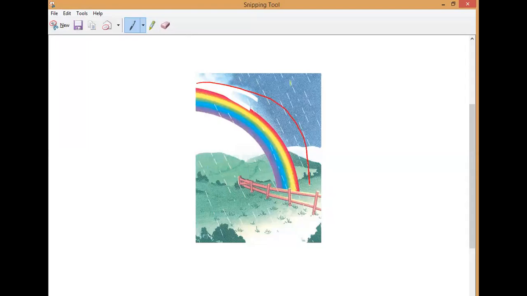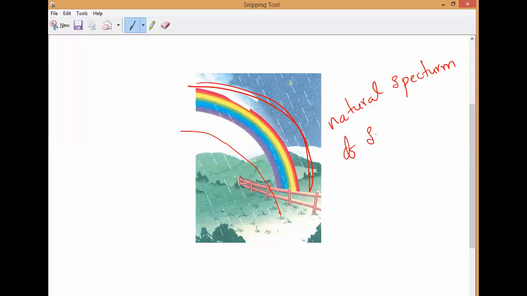The rainbow always looks like an arc, because the atmosphere is also spherical in shape, so the sunlight will always fall on half of the atmosphere. That is why it always forms in an arc shape. Now observe, is this rainbow an artificial spectrum or natural spectrum? It is a natural spectrum of sunlight in the sky. That is what you have to note down. So the rainbow is called the natural spectrum.